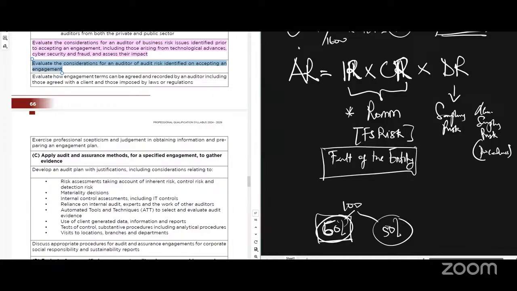Did you guys get me? So sometimes wrong sampling can lead to detection risk. And that's what we call sampling risk. The sample you took is not representative of the population.